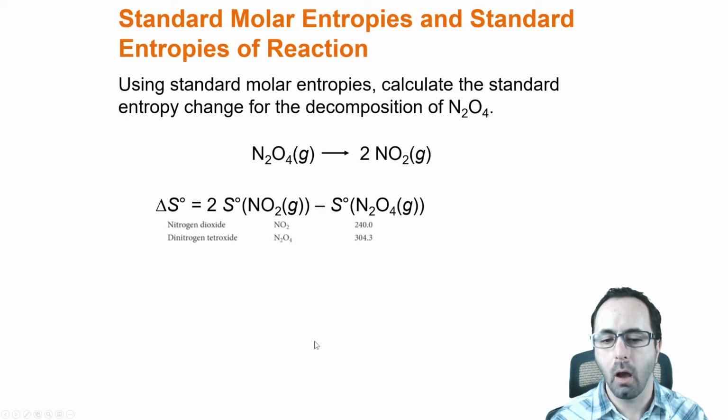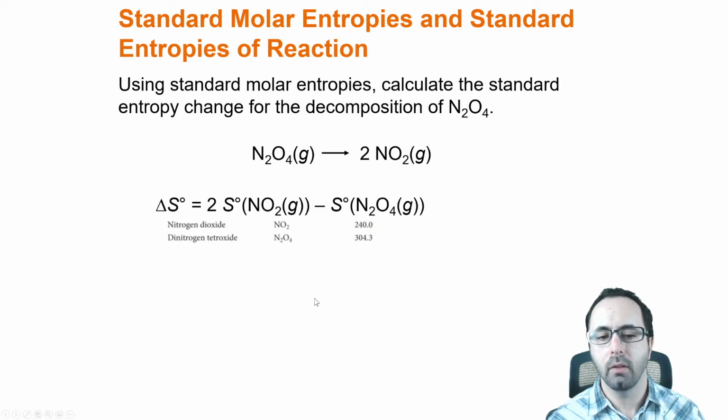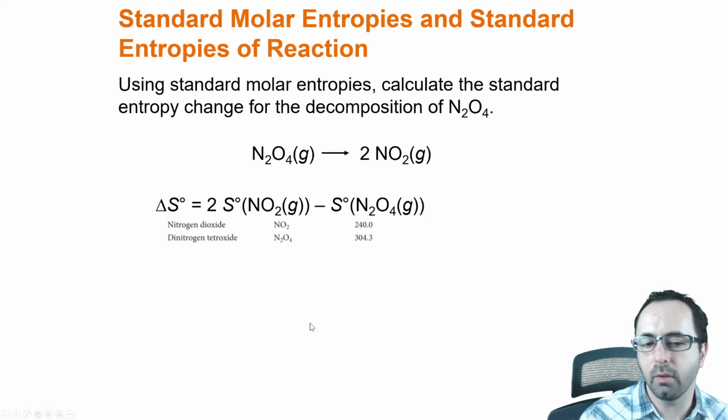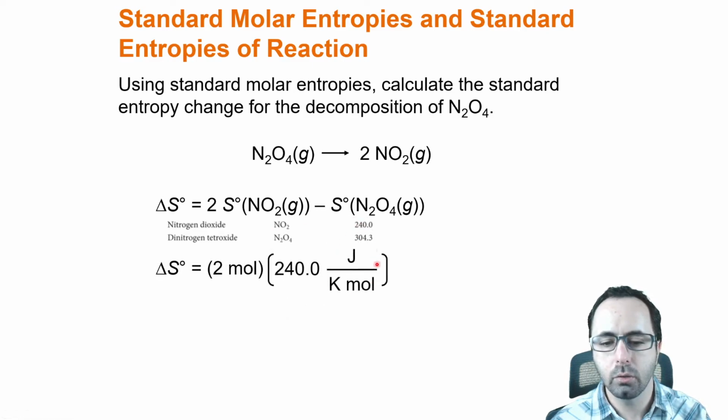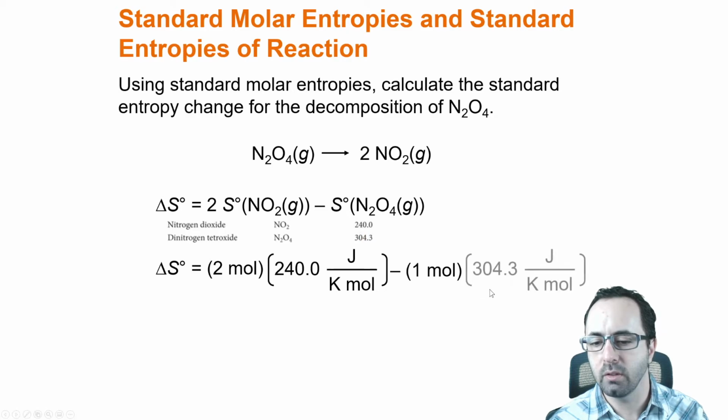Okay, so we're going to copy those, so they're right here. And now we're going to find the delta S for this reaction. We're going to do 2 times the entropy of NO2, which is 240 joules per Kelvin per mole. We're going to do 2 times that since there's a 2 in the balanced equation, minus the reactants. We have 1 N2O4 times its S standard, which is 304.3 joules per Kelvin per mole.